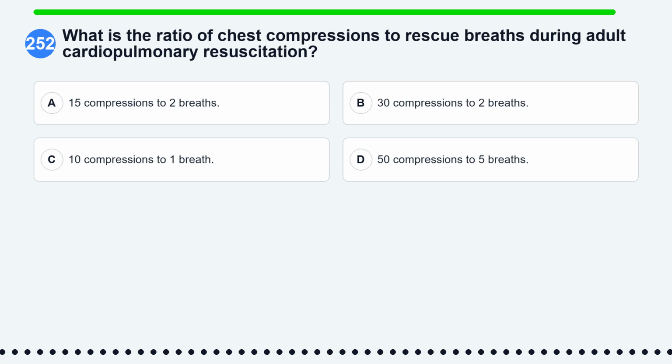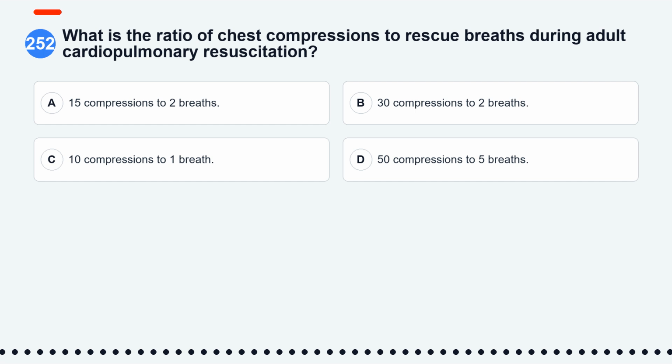Question 252. What is the ratio of chest compressions to rescue breaths during adult cardiopulmonary resuscitation? Option A. 15 compressions to 2 breaths. Option B. 30 compressions to 2 breaths. Option C. 10 compressions to 1 breath. Option D. 50 compressions to 5 breaths.